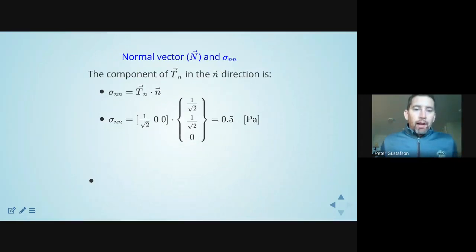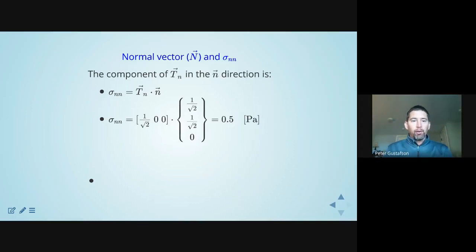if we're going to compute the normal component of the traction vector, and of course we also may be interested in computing the component of stress, the normal stress associated with the normal direction, which I'm going to call sigma nn. That calculation is going to be relatively straightforward based on what we have already computed.